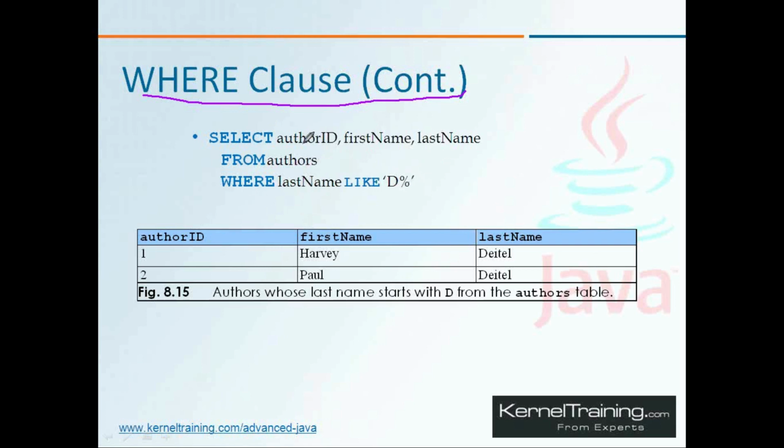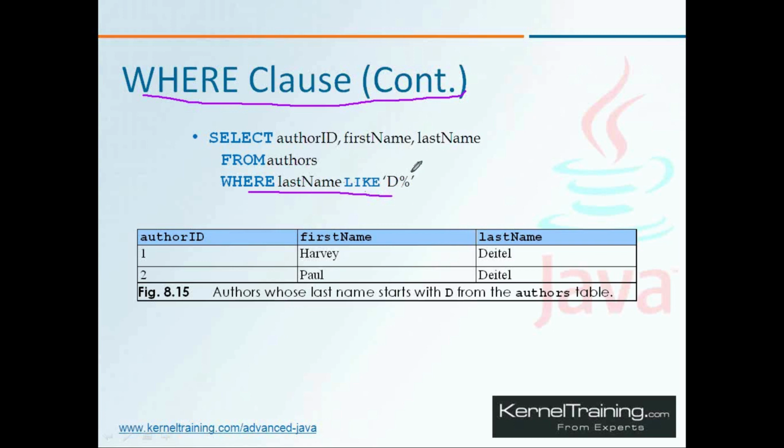What is the meaning of that? The select command is a command to select the rows from the authors table. Which columns do you want? I want author ID, first name and last name from the authors table. But what do you want to see? Whose last name is beginning with D?